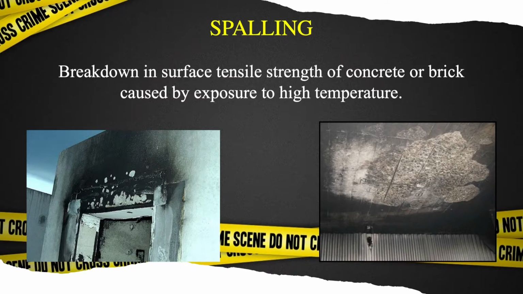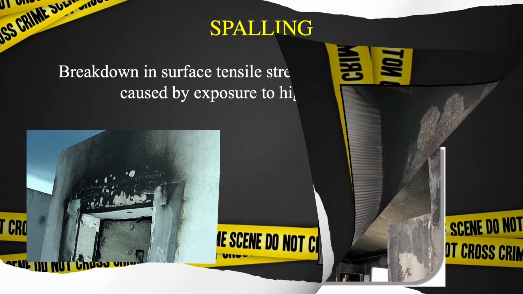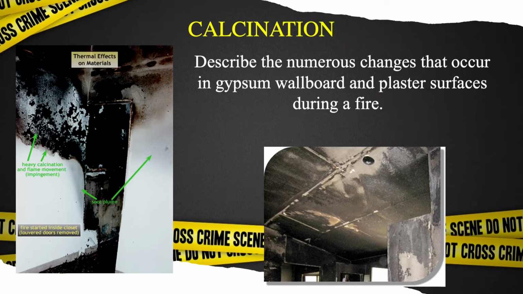Next, spalling. Spalling is the breakdown in surface tensile strength of concrete or brick caused by exposure to high temperature. Other than that, calcination. Calcination describes the numerous changes that occur in gypsum wallboard and plaster surfaces during a fire.